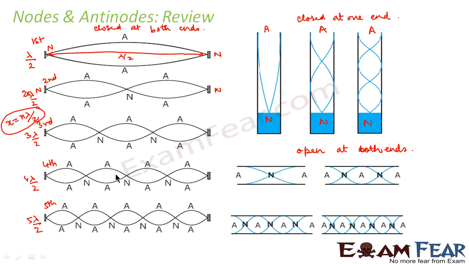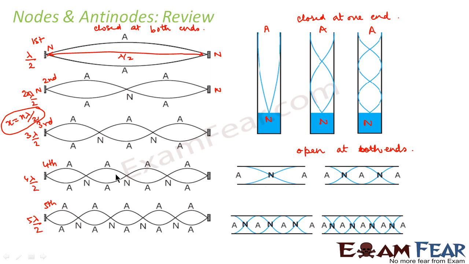Sometimes you are given a numerical where they will just draw a figure and they will tell you find out the distance between two nodes, or find out the distance between a node and an antinode. Every time you will not get so much of time to derive everything. You cannot just start from the beginning. So sometimes it also becomes easy to interpret certain things by looking at the diagram.